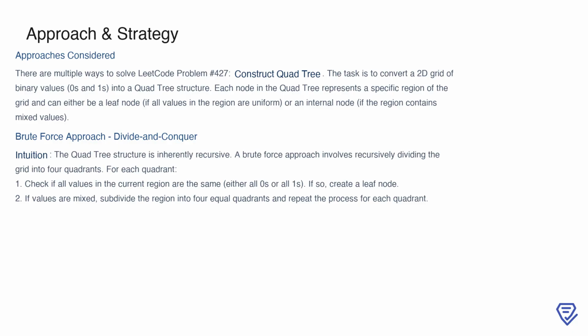Here, we recursively divide the grid into 4 quadrants. For each quadrant, we check whether all the values in that region are the same. If the values are uniform, all zeros or all ones, we create a leaf node. If the values are mixed, we further subdivide the region into 4 smaller quadrants and repeat this process recursively. This method mirrors the hierarchical nature of the quad tree, making it a straightforward way to approach the problem initially.